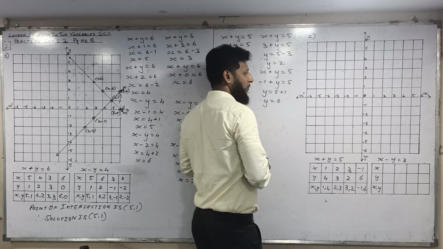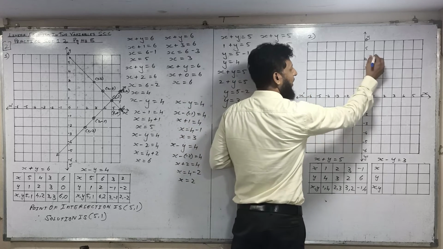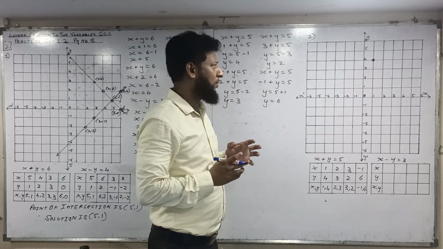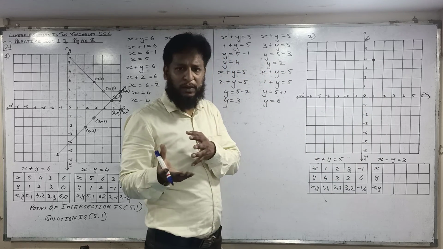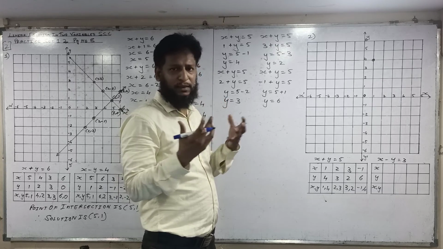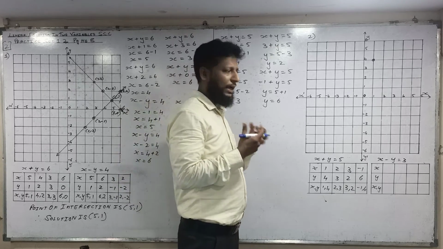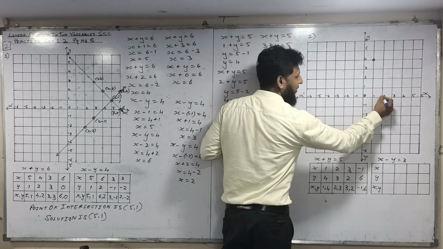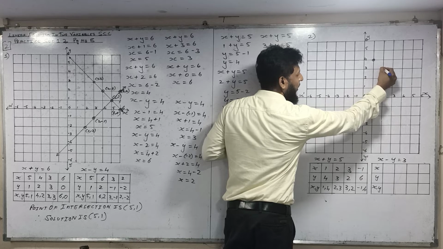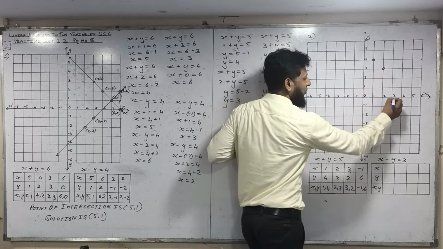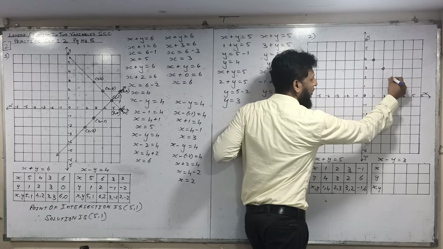Then plot this point 1 and 4. X value 1, y value 4. So this will be the point. It is more convenient to write the point afterwards, after drawing the line, so the point will not intersect with the line. So I will write later 2 and 3, x value 2 and y value 3. 3 and 2, x value 3 and y value 2.